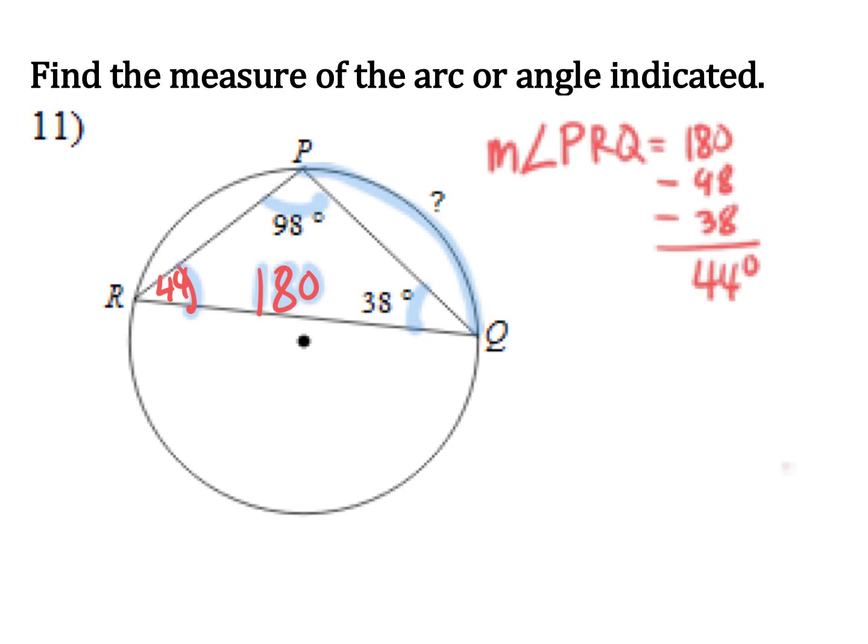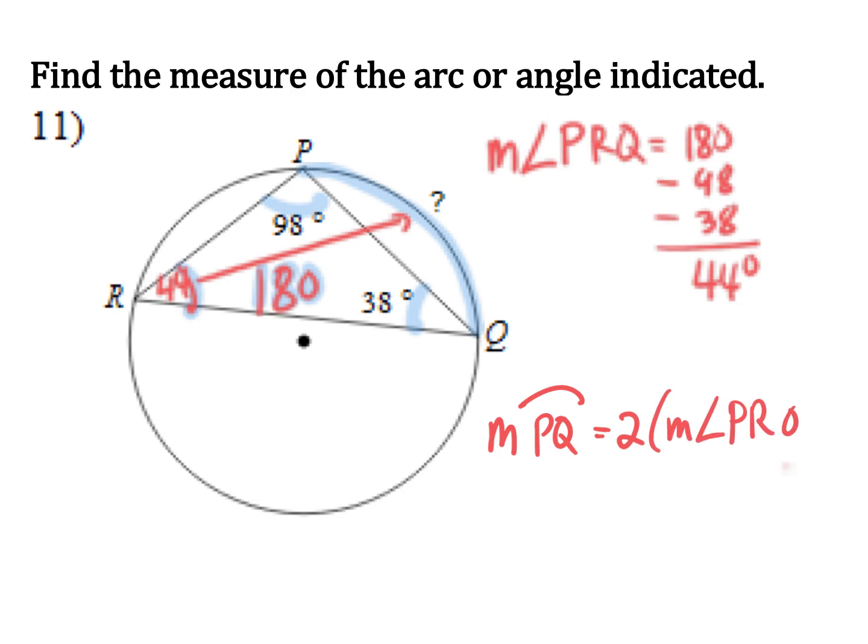Now that I know that one, I can easily find the measurement of my arc. So the measurement of my arc PQ is going to be twice the measurement of my inscribed angle, the measurement of angle PRQ. So here it's going to be 2 times 44, and it's going to give you 88 degrees.